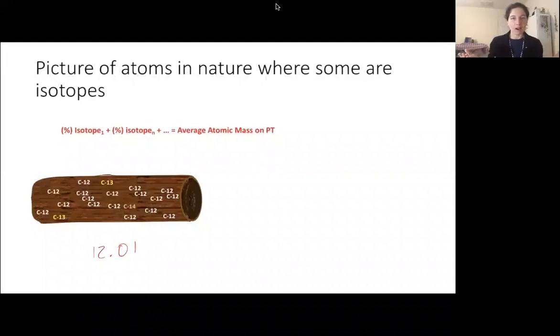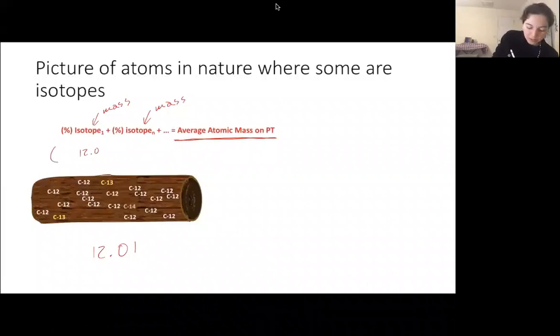If we looked at a log, there's carbon in wood, lots of carbon in wood. It's mostly made up of carbon 12 atoms. But every now and then, there's a carbon 13 and a carbon 14 isotope. In order to get these average atomic masses, we're looking at the isotope mass, and we're looking at their percentages, and we're adding them all together to get the average atomic mass. So isotope 1, in this case, would be 12.0.